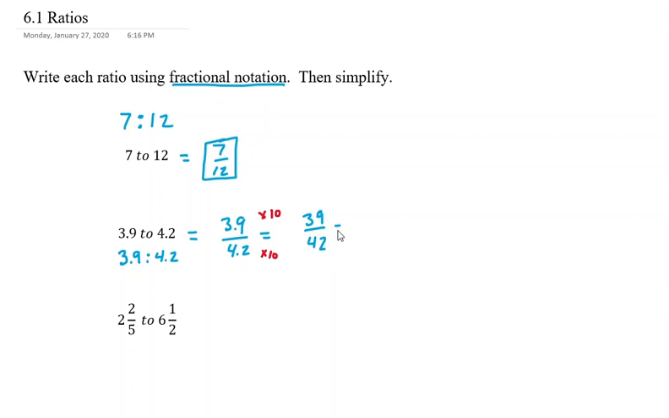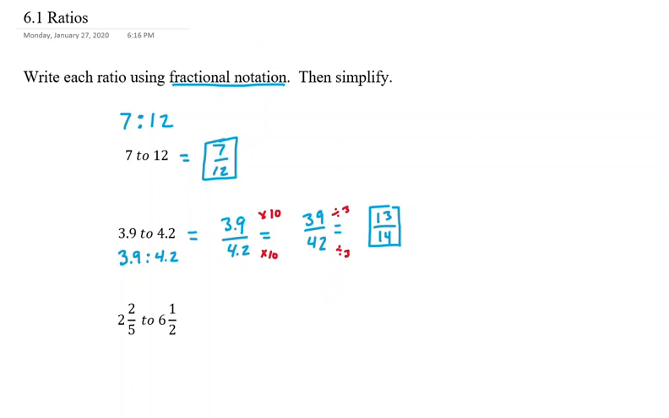So that will be the first thing that we do. But then we notice that 39 and 42 can both be divided evenly by 3, so I'm going to reduce the fraction, dividing by 3, and I'll get 13 over 14. I think that's right, and so that will be my answer. And 13 over 14 can't be reduced any further.